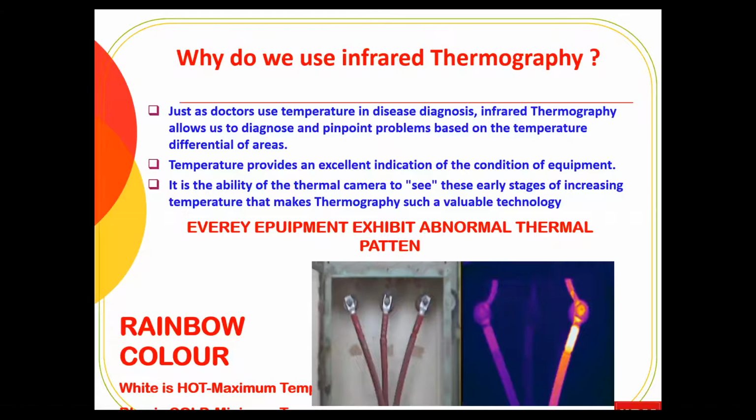The temperature provides an excellent indication of the condition of equipment. It is the ability of the thermal camera to see the early stage of increasing temperature. That means from the hotspot or from the temperature palette on the display screen of the thermography camera, what will be recorded or saved by the thermographer. So we can see in the bottom line there are two pictures. In the panel cabinet there is a cable cabinet in the bottom of the panel. That one is taken with the normal camera, but the right side picture is from the thermography camera. So what we cannot see with the naked eye, whatever radiant energy emits, we cannot see.